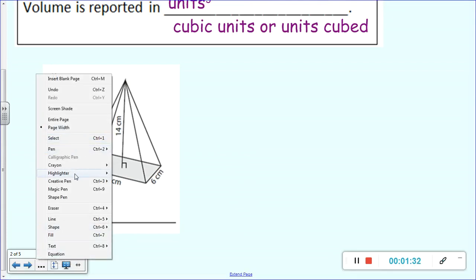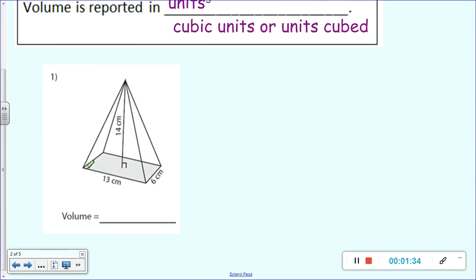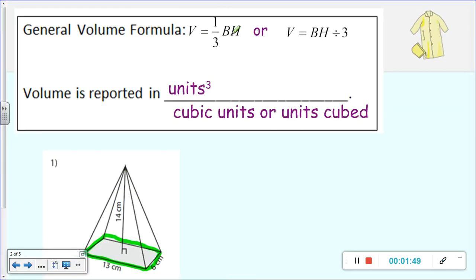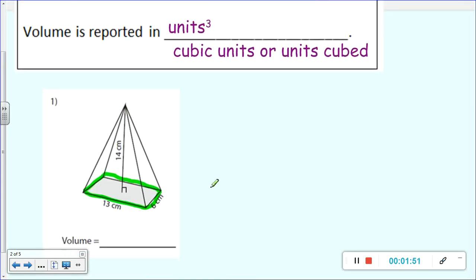So we're going to start out today with a rectangular pyramid, and I know that it's a rectangular pyramid because of my base shape. Hopefully I can draw a little bit better with my highlighter today than I did yesterday. My base shape here is the rectangle, and it's important for me to know what my base shape is because I'm going to be finding the area of that base shape first. So I'm going to do volume equals area of the base shape times the height, and then I'll just divide it by 3.